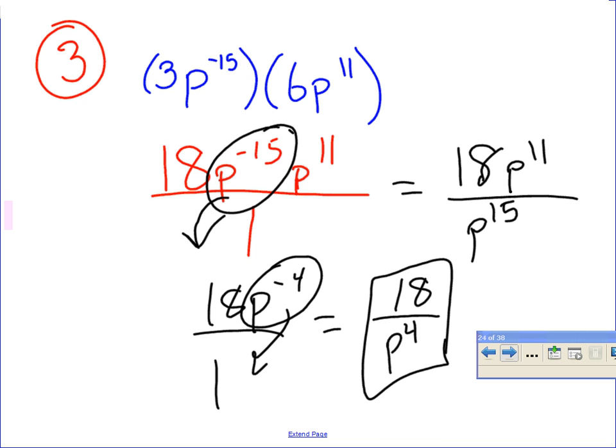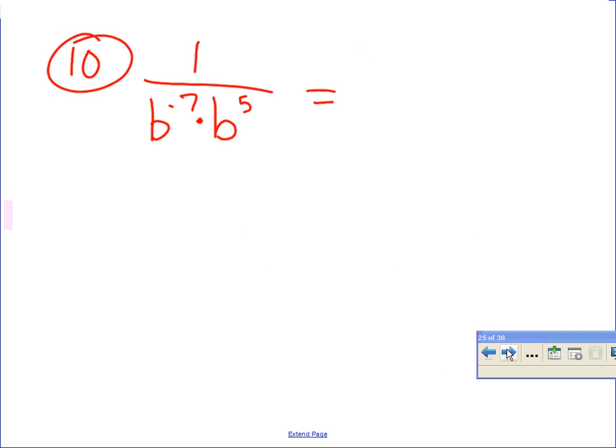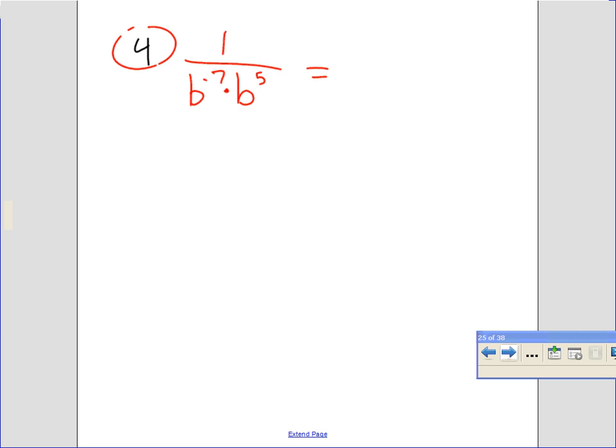Okay, let's try a couple more. Okay, what number was that? Number 4 that we're doing is 1 over b to the -7 times b to the 5th. There are not any parentheses to get rid of, so go to step 2, which is get rid of the negative. First thing you should do is take b to the -7th, move it to the numerator, make it positive. So we have b to the 7th over b to the 5th.